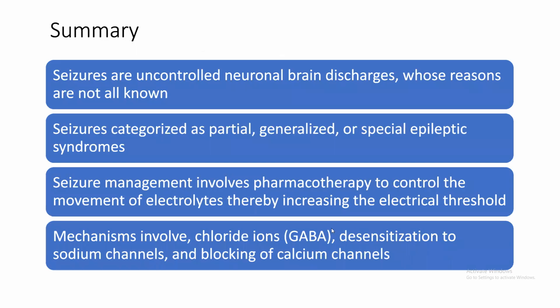Now, what we did in the whole chapter: seizures are uncontrolled neuronal brain discharges whose reasons are not all known. And the seizures are categorized as partial, generalized, or the special epileptic syndromes. The seizure management involves pharmacotherapy to control the movement of electrolytes, thereby increasing the electrical threshold. The mechanisms involve the chloride ions and the GABA, desensitization of the sodium channels, and blocking of the calcium channels. That finishes the topic of seizures.